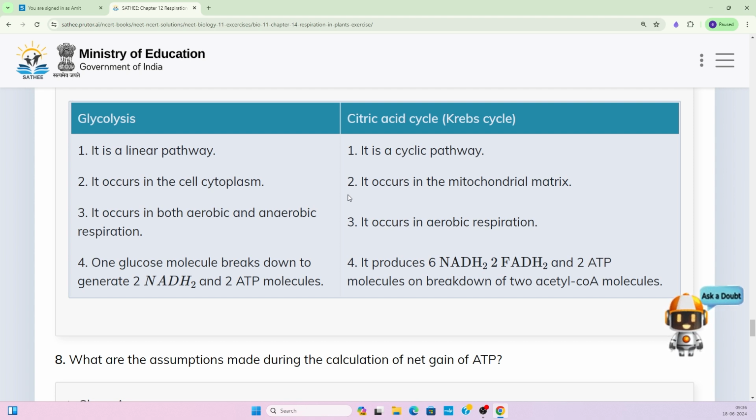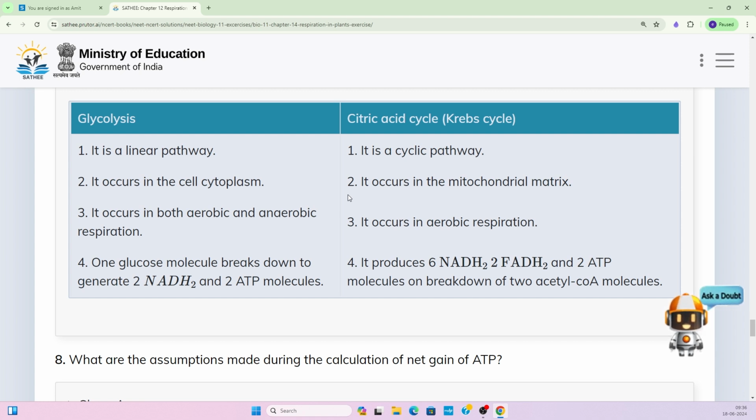And in the case of the citric acid cycle, it is a cyclic pathway. You can see that it is in circular form. Next, where does it occur? The glycolysis process occurs in the cell cytoplasm. And the citric acid cycle, that is the Krebs cycle, occurs in the mitochondrial matrix, that is the liquid substance of the mitochondria.